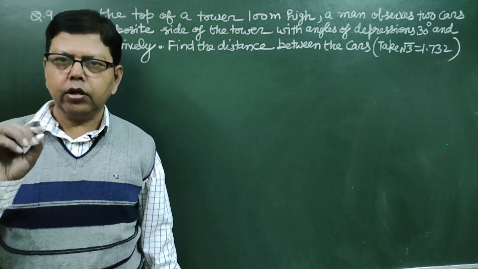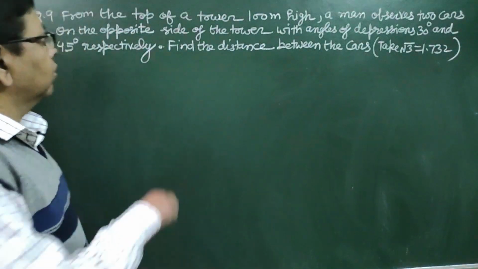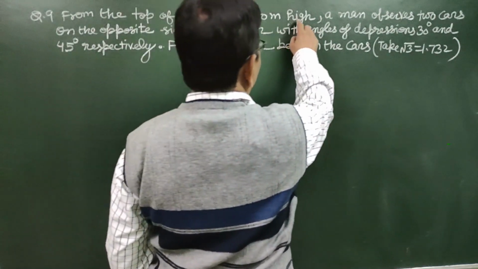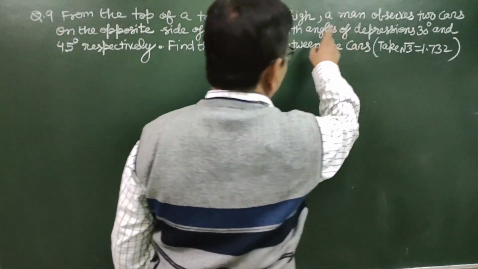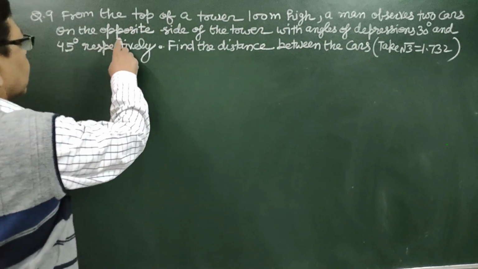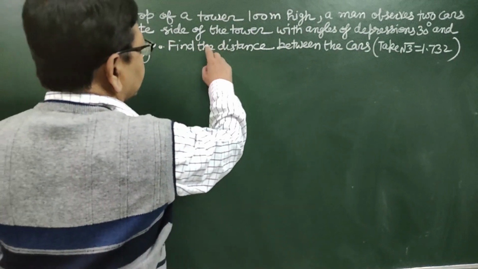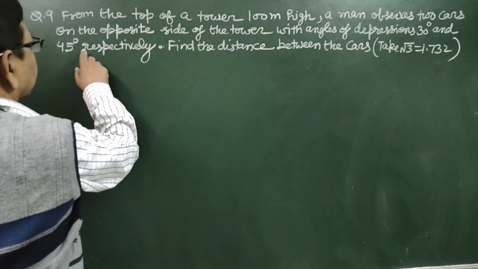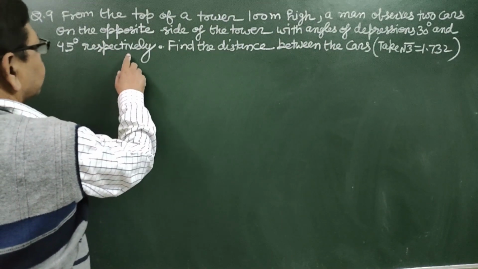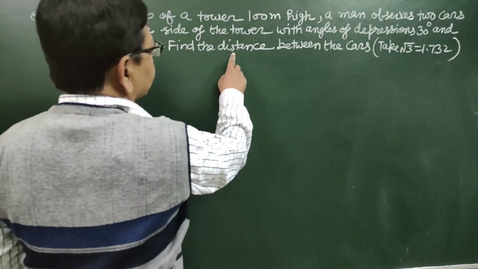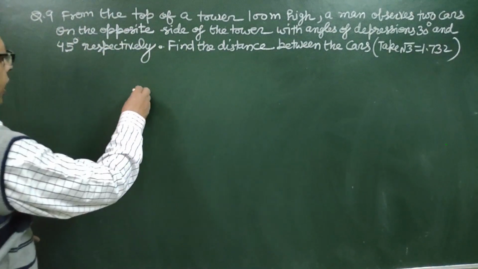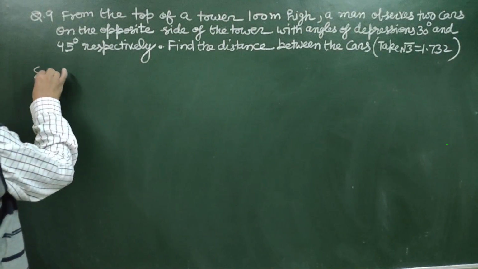Next question, question number 9. From the top of a tower 100 meter high, a man observes two cars on the opposite side of the tower with angles of depression 30 degree and 45 degree respectively. Find the distance between the cars. So first let us draw the diagram.